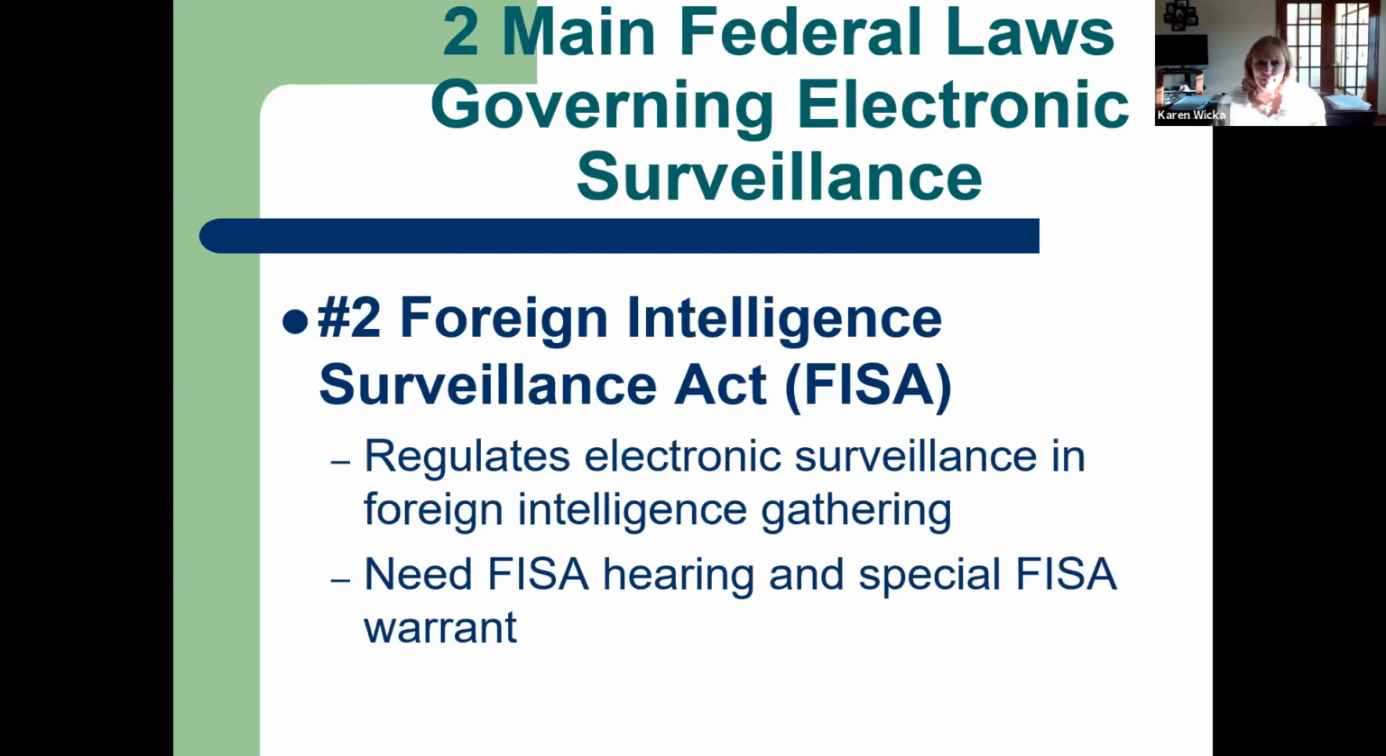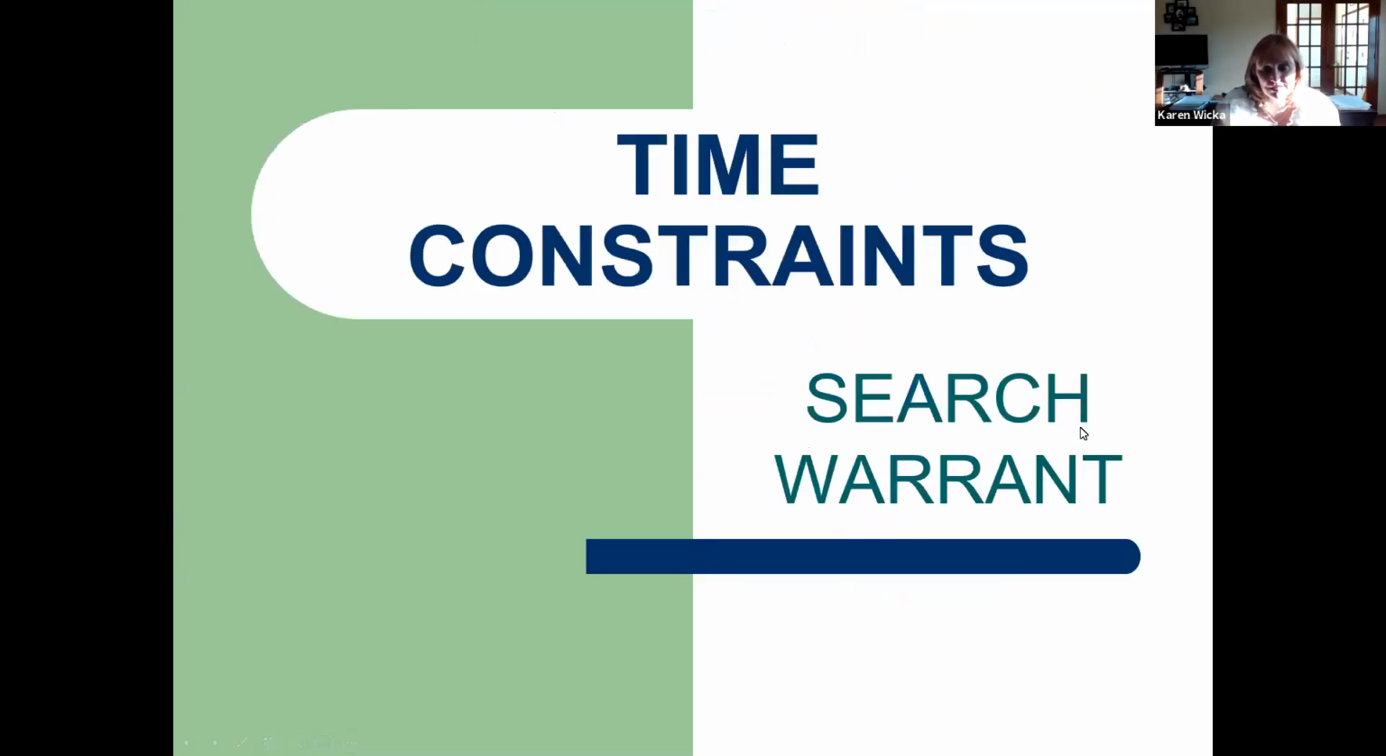So a little bit came out about what happens in FISA courts, but they're very, very secretive. There are only certain judges that are even FISA judges. They have a special hearing, and they have to meet a pretty high standard to be able to wiretap these conversations. Okay, so let's talk about time restraint.